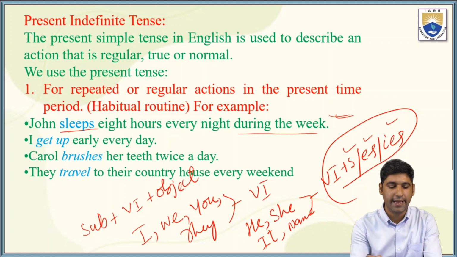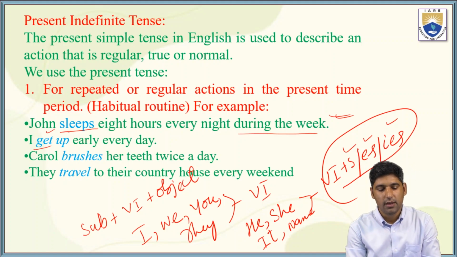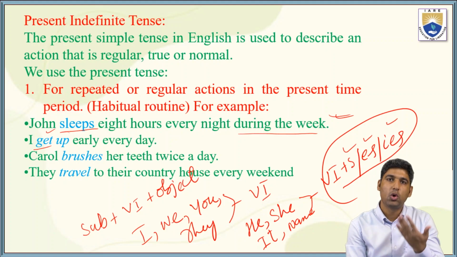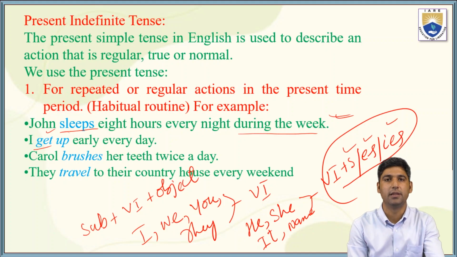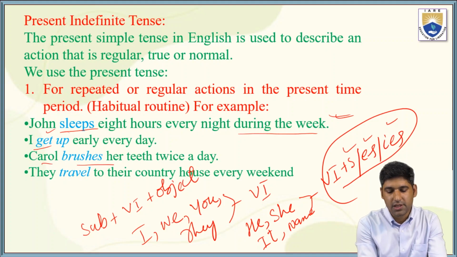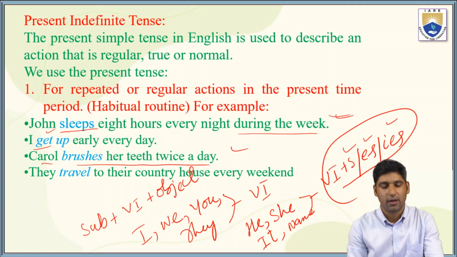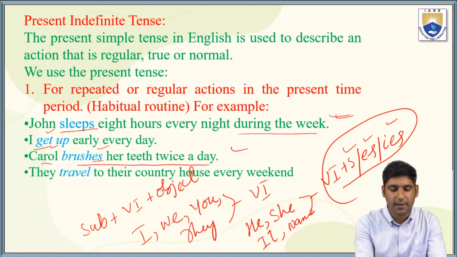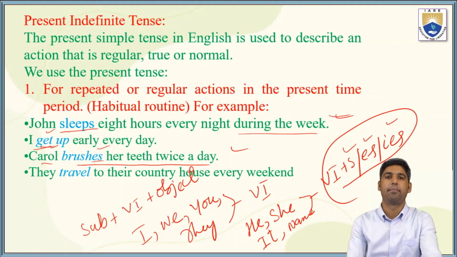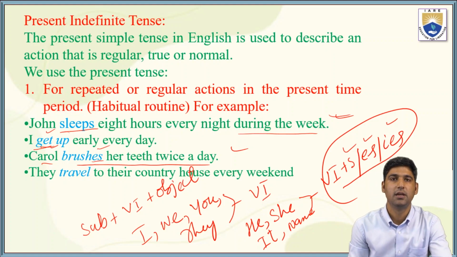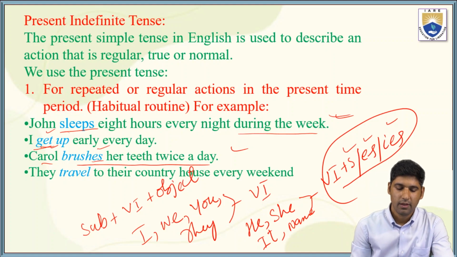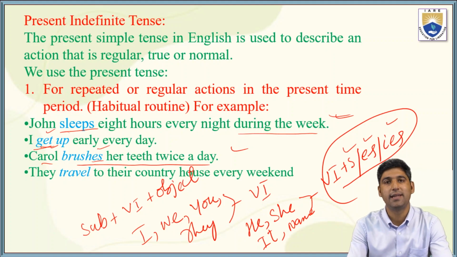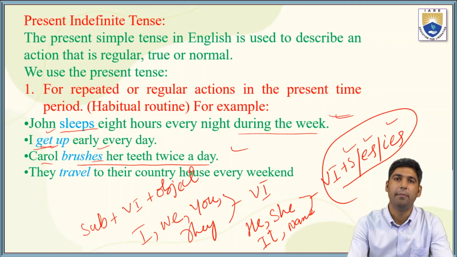Then we have get up. Get, first form of verb. It's not got up. Get up. I get up early every day. So again it shows my habit. This is my habit to get up early. Then Carol brushes her teeth twice a day. Carol, third person, verb demands s or es. Here the verb is not gets up. It's get up because we have the subject as first person singular I. So Carol brushes her teeth twice a day. Again we are being made familiar with the habit of Carol, habitual routine.